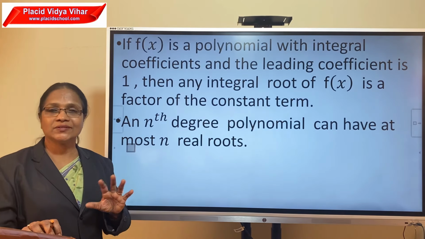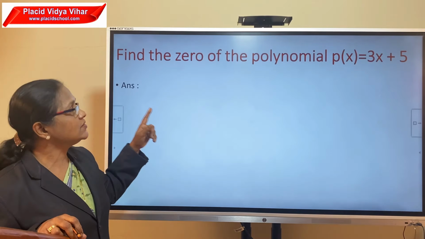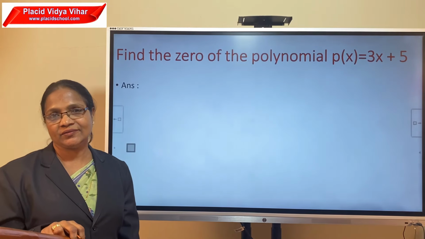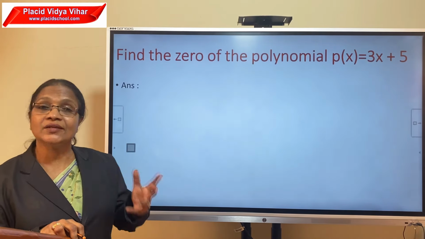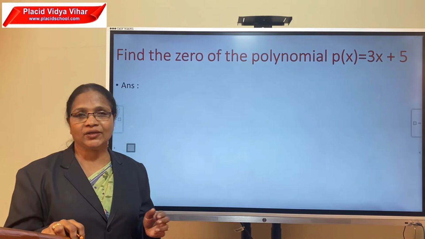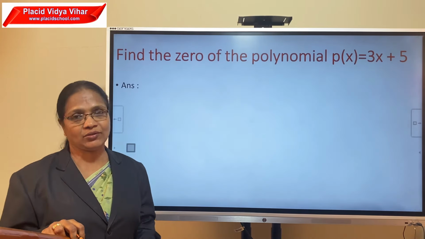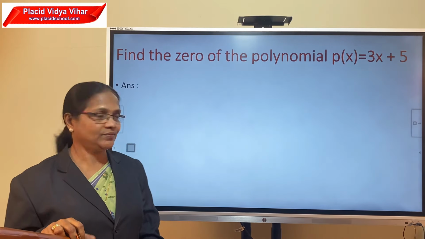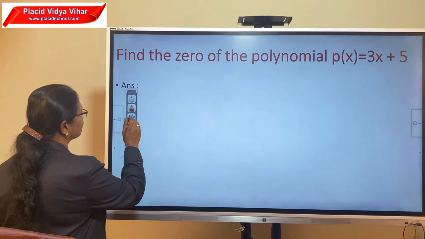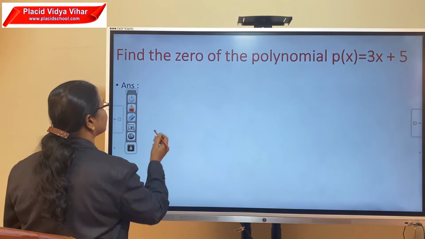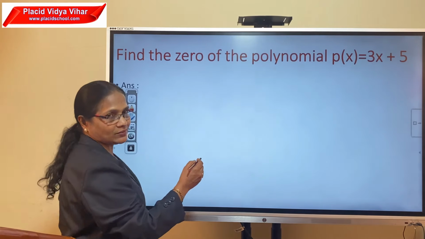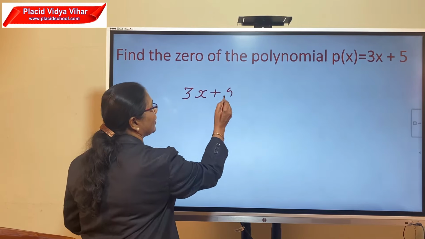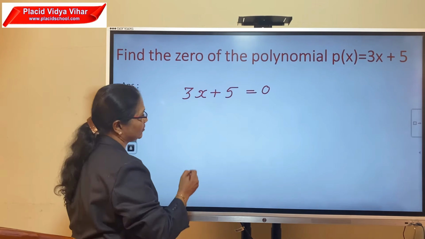Now let us go through some examples. The question: find the zero of the polynomial p(x) equals 3x plus 5. I told you, to find the zero of a polynomial, we have to solve the equation p(x) equals 0. Here p(x) equals 3x plus 5. Therefore, 3x plus 5 equals 0.